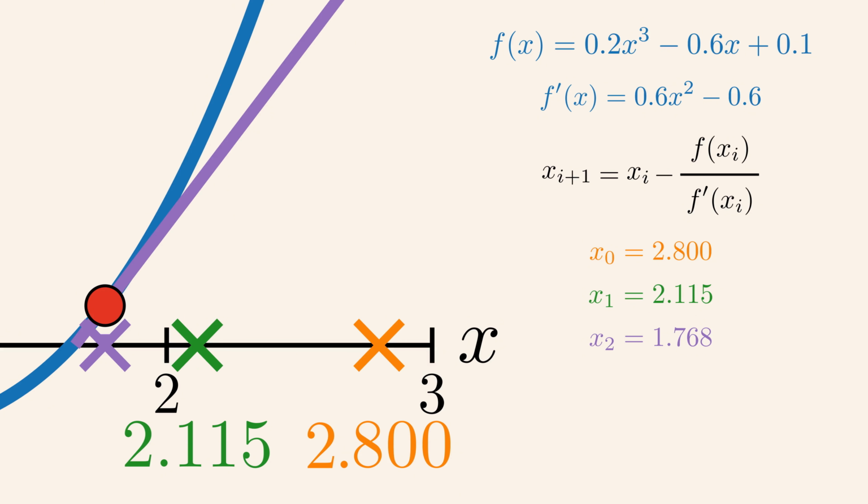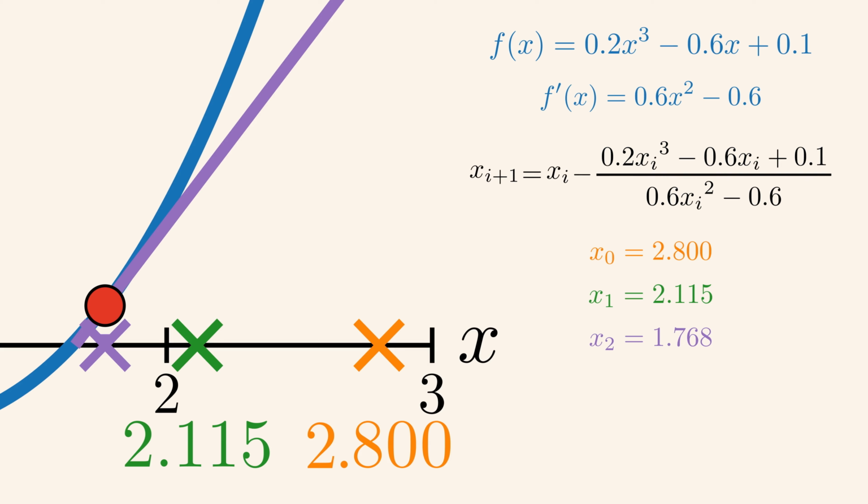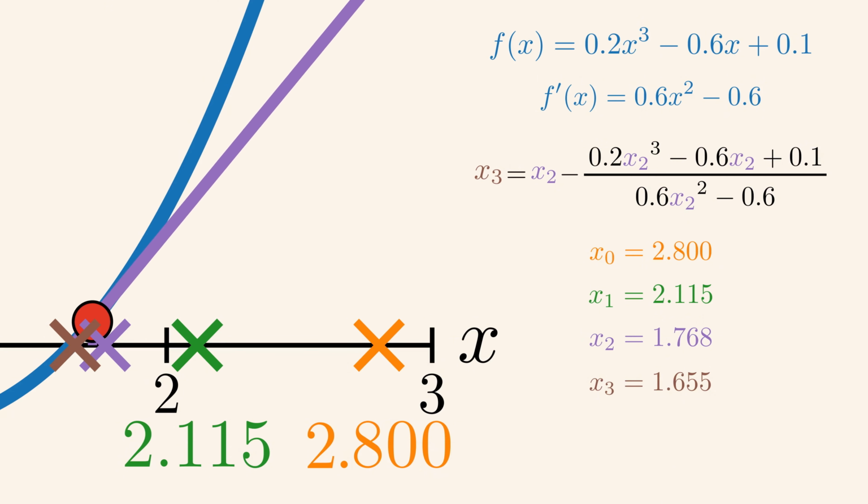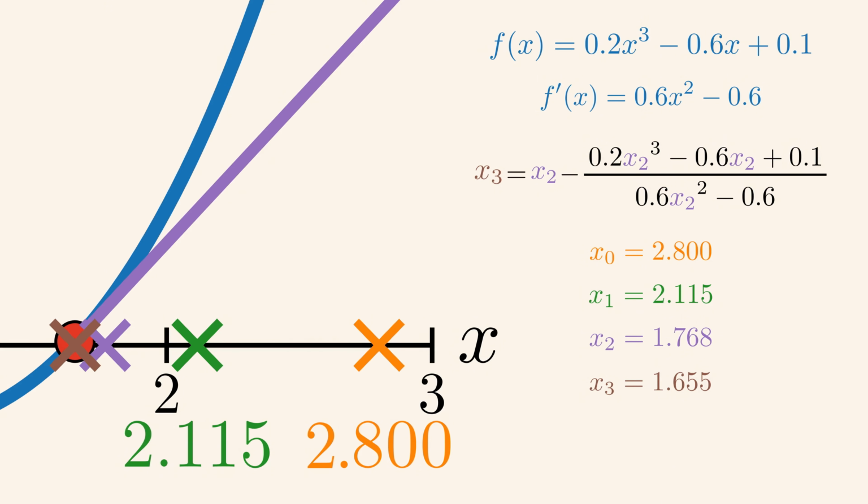To make the next few iterations easier, let's substitute the full expressions into the black formula. To find x3, we only need the value of x2, which we already have. Using the formula, we can calculate x3. Let's mark that on the graph as well. And once again, we move everything to this new point. It looks like we're almost at the root, but we should not stop just yet.